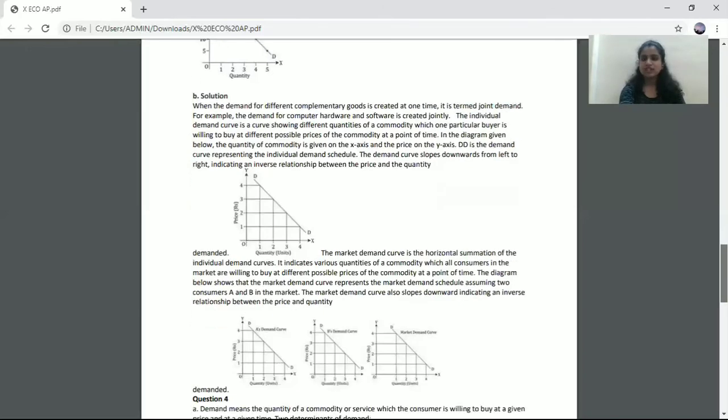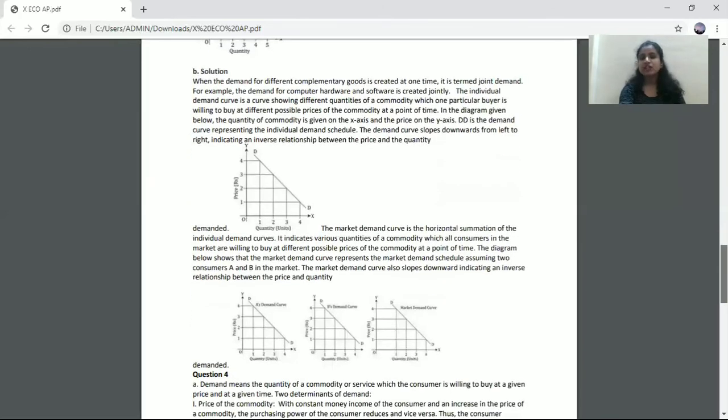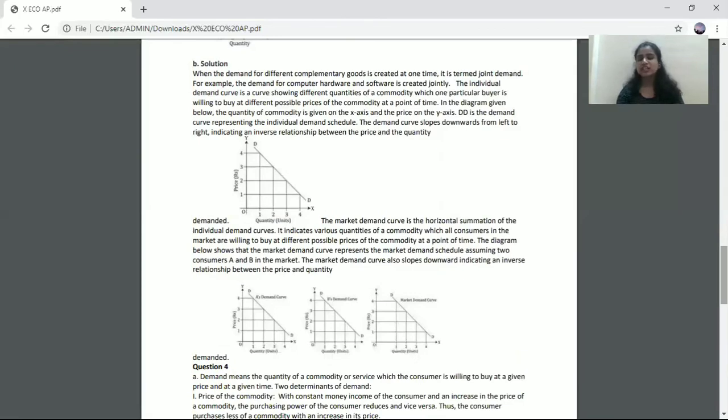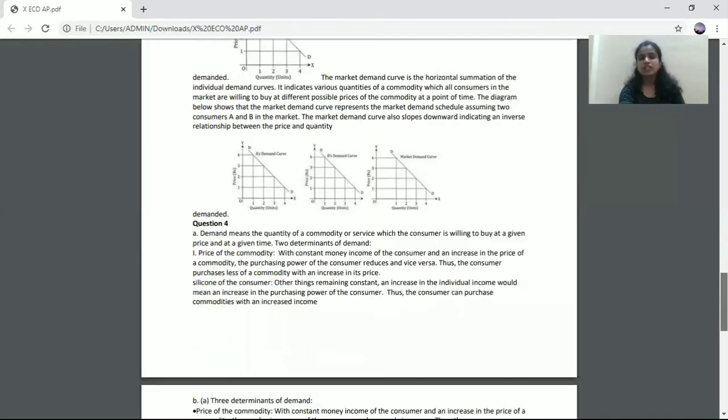Once you've done this, you're done with the question. Yes, if you've answered all the points correctly, if you've answered all the parts correctly, then you earn your 5 marks. Now moving to the next and the last question of the paper, that is question 4.